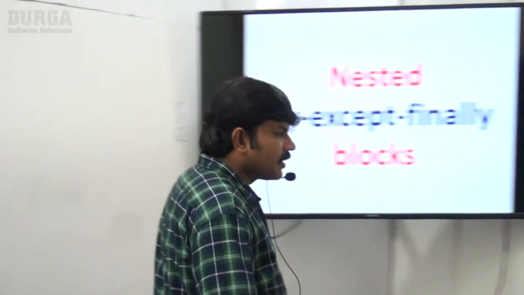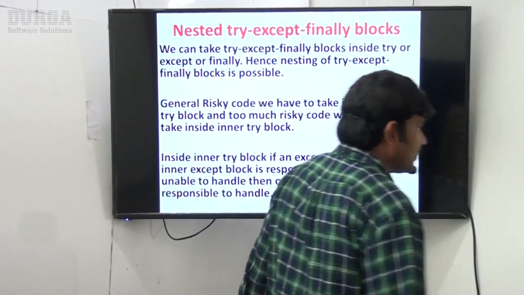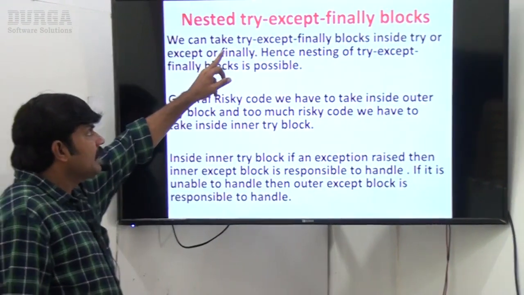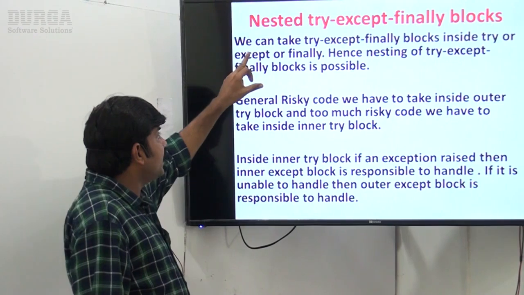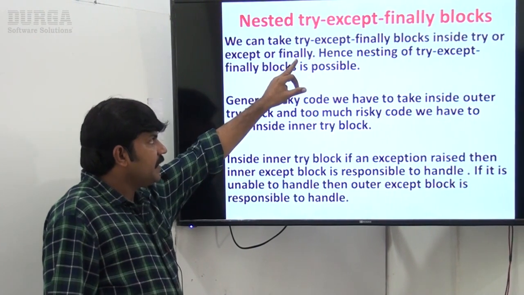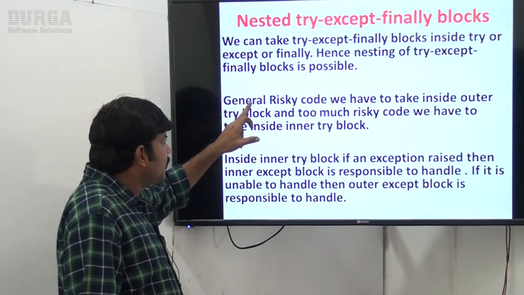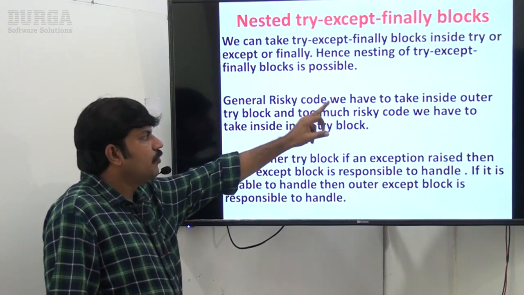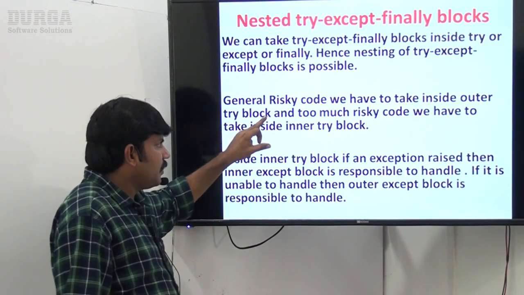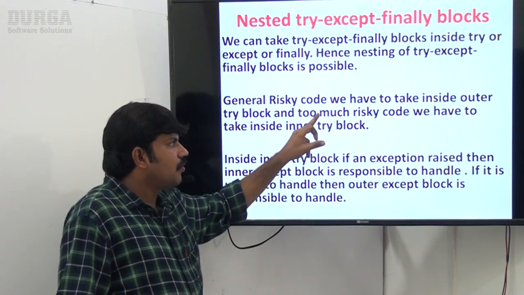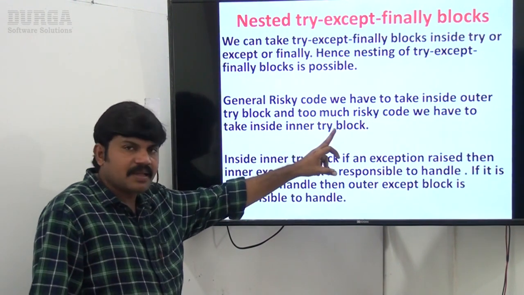Sir, next step, try except finally blocks. Here see this one. We can take try except finally blocks inside the try or except or finally. Hence, nesting of try except finally blocks is possible. Next, general risky code we have to take inside the outer try block, and too much risky code we have to take inside the inner try block.